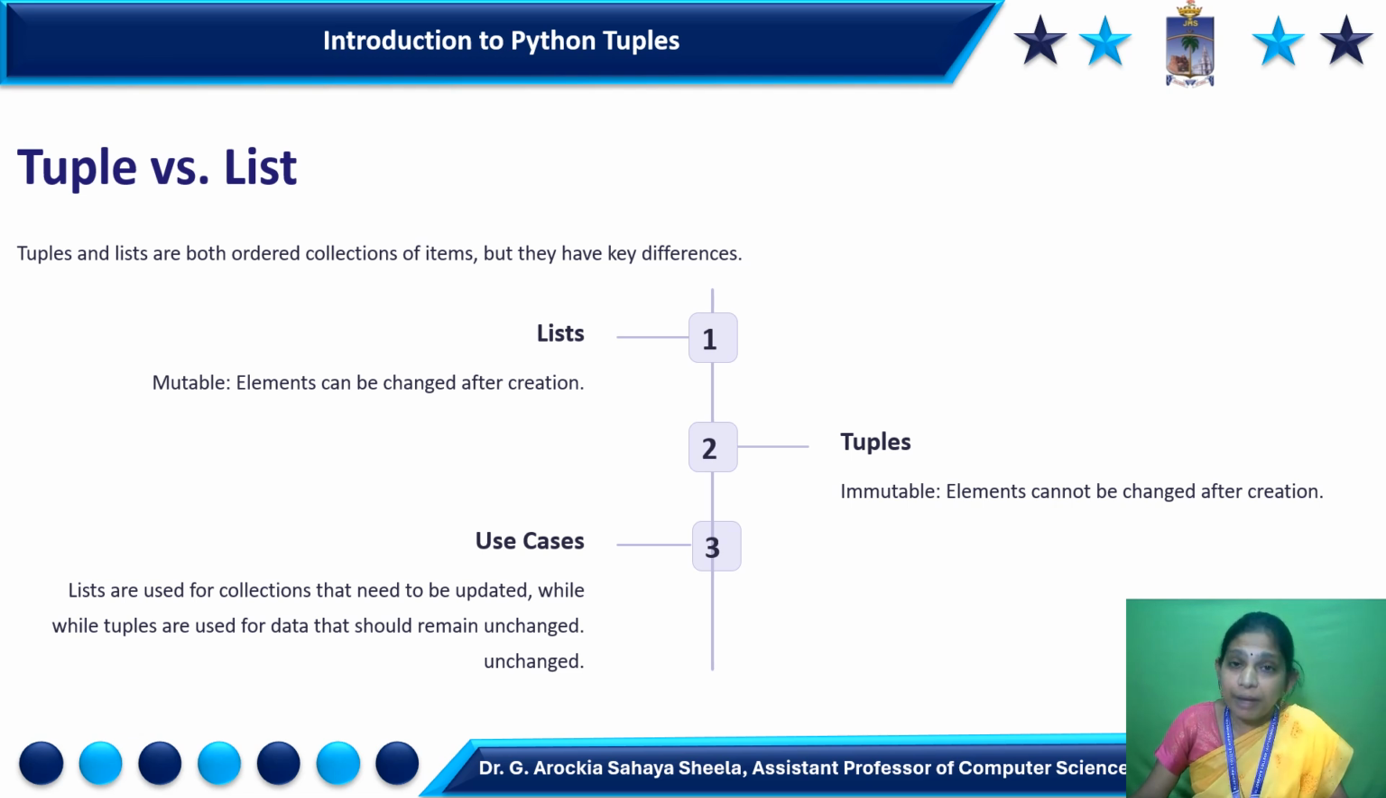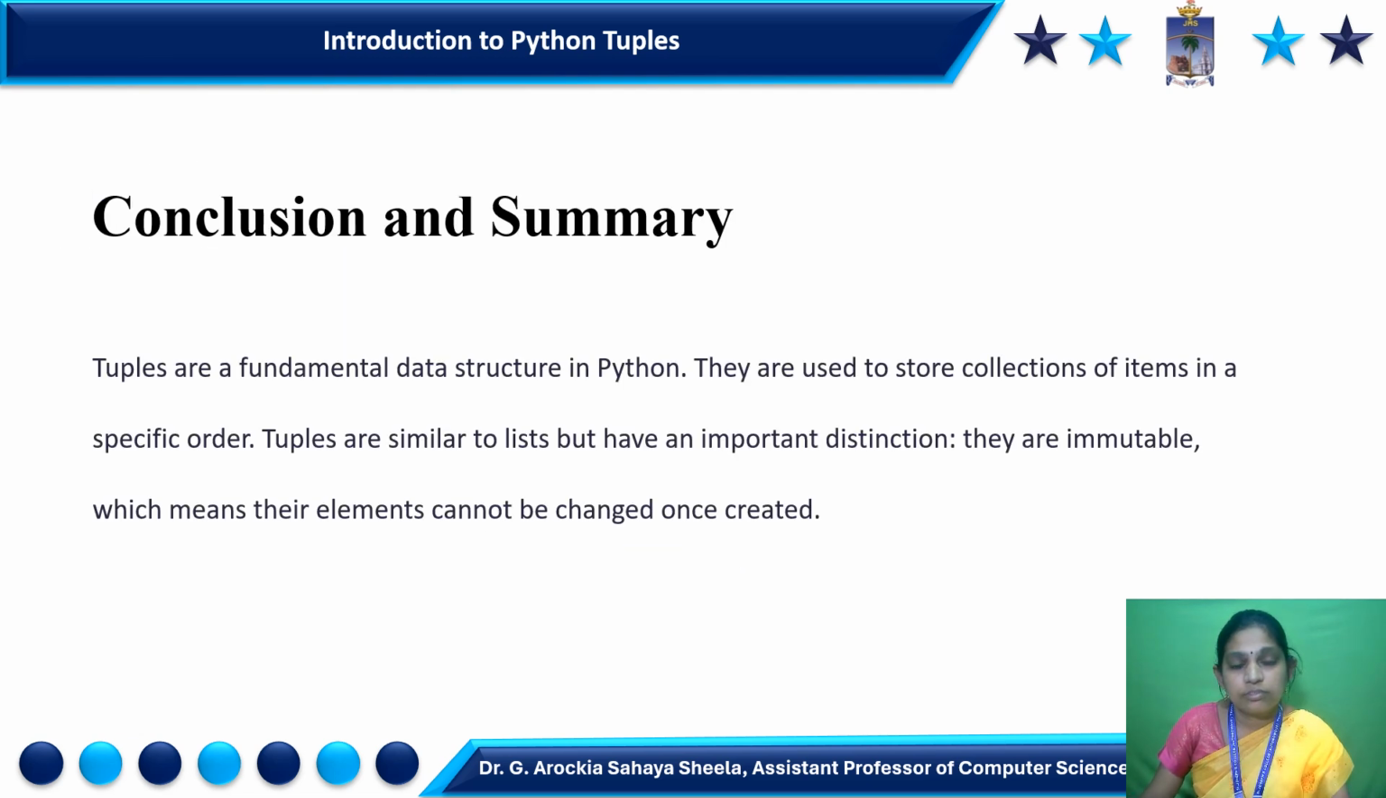Coming to the conclusion and summary, tuples are a fundamental data structure in Python. They are used to store collections of items in a specific order. Tuples are similar to lists, but they have an important distinction, that is, they are immutable, which means their elements cannot be changed once created. To recap, we covered the definition of a tuple, creating tuples, accessing tuple elements, tuple immutability, tuple operations, tuple methods, tuple versus list, and finally we conclude with the summary.